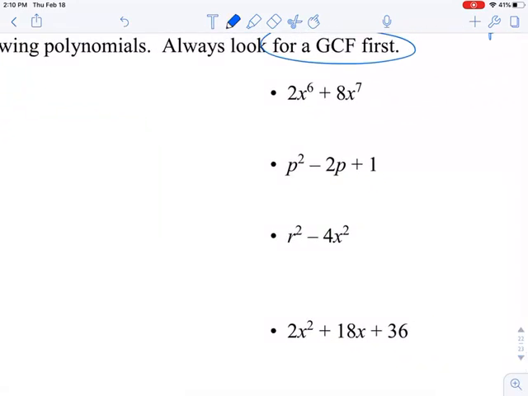Okay, GCF, well, 2 and 8 are both divisible by 2. x to the power of 6 and x to the power of 7. You can remove a 2x to the power of 6. And what that does for you is you get 2x to the power of 6. This entire thing just becomes 1 plus 4x.